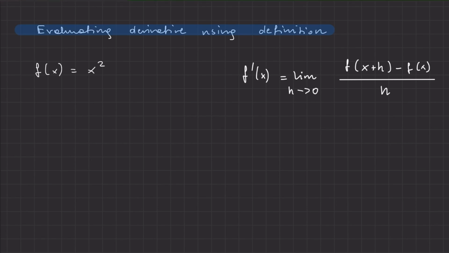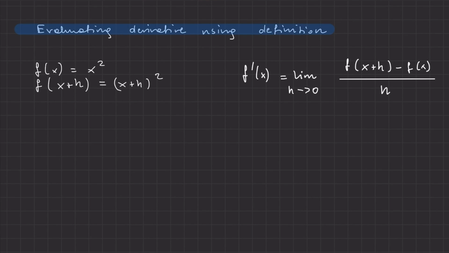Now we have to find all the factors that we need to use this definition. So f of x we already have, and it's just x squared. Now we have to find f of x plus h. Okay. So if f of x is x squared, f of x plus h will be just (x plus h) squared. So now let's plug in everything into this formula.